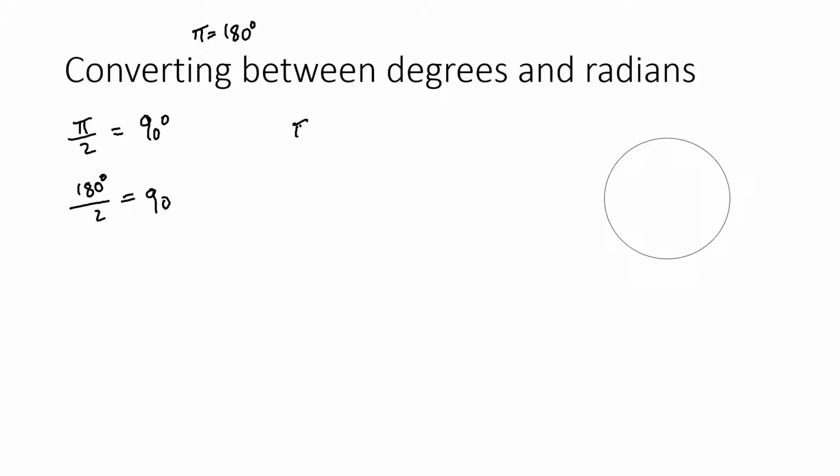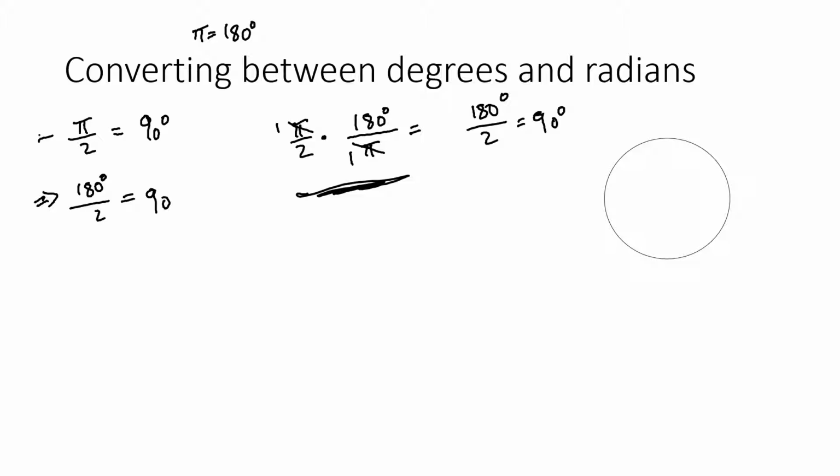Or we can say that pi over 2, we can multiply by the conversion factor. So we want degrees, so we're going to have degrees up at the top, and we are going to multiply by 180 over pi. So the pi's divide out, and when we multiply across, that's going to be 180 over 2, which ends up being 90 degrees. So we have more than one way. Either we can use a conversion factor, or we can just use the fact that pi is the same as 180.